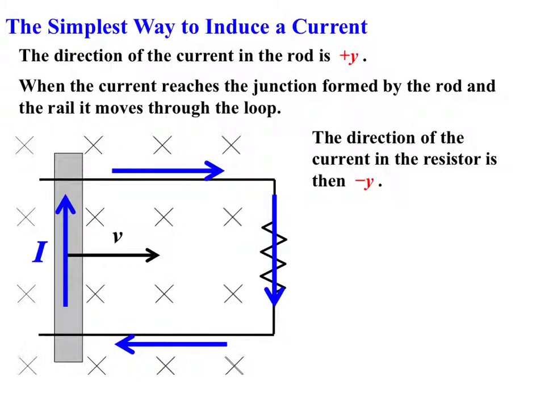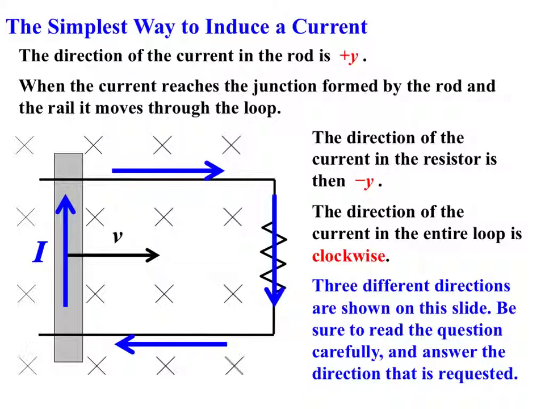Now, some problems might ask you for the direction of the current in the resistor. In this case, our resistor is over here on this right-hand side, so our current is actually in the negative y direction at that point. So the direction of the current in the entire loop is actually clockwise. And there are three different directions shown here, so make sure that you read the problem carefully.